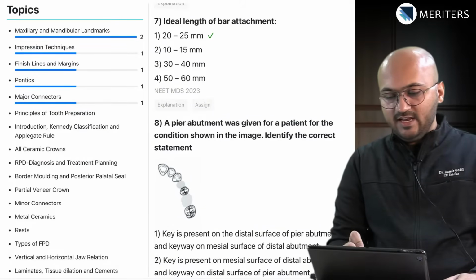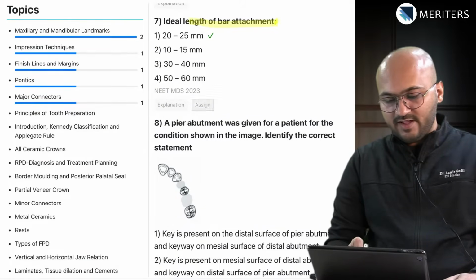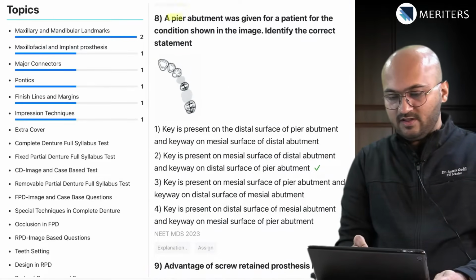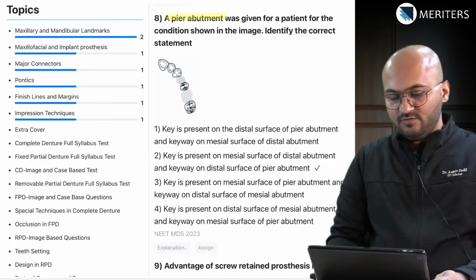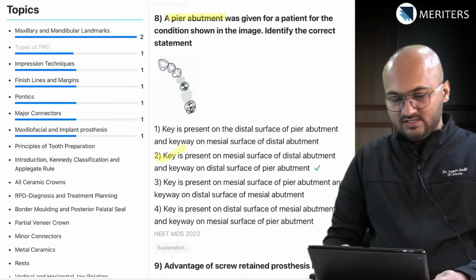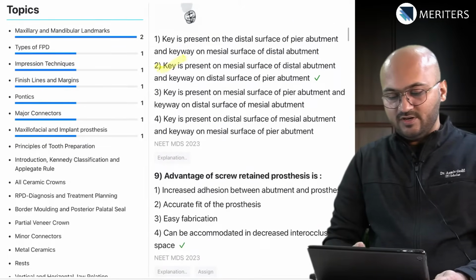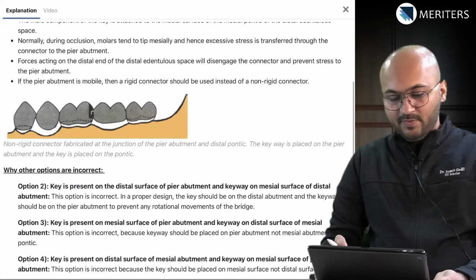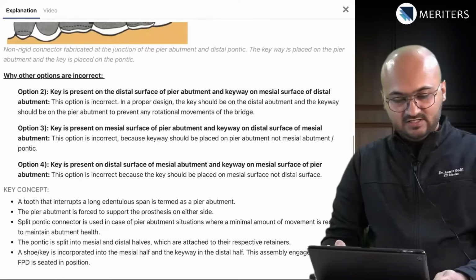Next question, ideal length of a bar attachment, factual question on implants. Then we have a Pier abutment and where is the position of key and keyway? This is a very important question. It has appeared twice in exams. You can go through the explanation. Make sure you look at the explanations thoroughly.